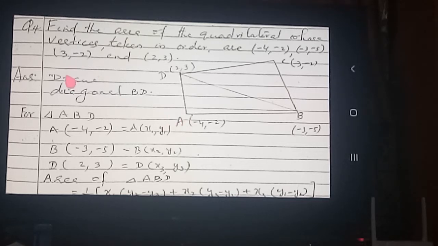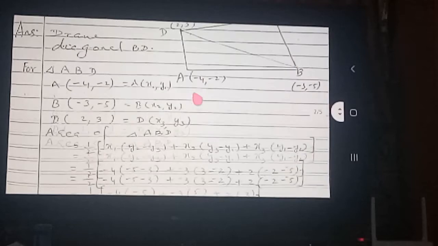What have we done here? We drew the diagonal. Which diagonal? Diagonal BD drawn. And now for triangle ABD, what is x1, y1? Minus 4, minus 2. x2, y2 is minus 3, minus 5. x3, y3 is what will come? 2, 3. A, B and D. Okay? Apply formula.